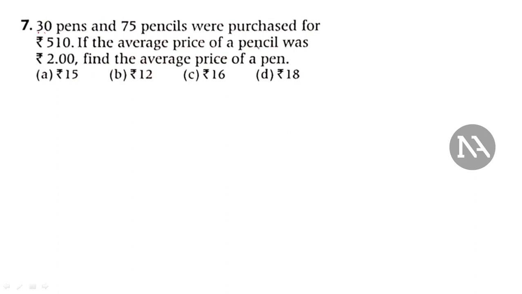Here is the next question. 30 pens and 75 pencils were purchased for 510. If the average price of a pencil was 2 rupees, find the average price of a pen. This question is somehow different from the previous questions. I can write 30 pens plus 75 pencils price is equal to 510. Here they have given the average price of a pencil was 2.